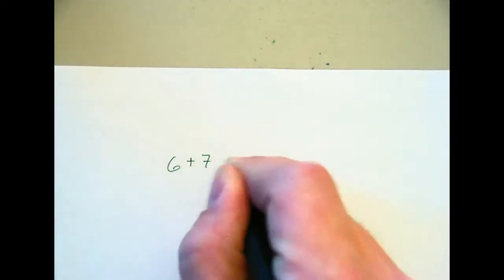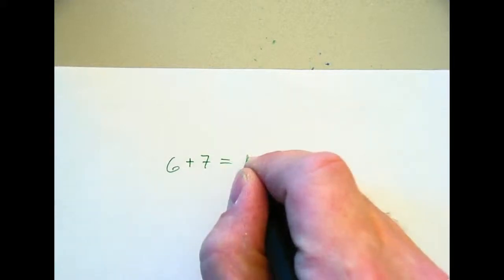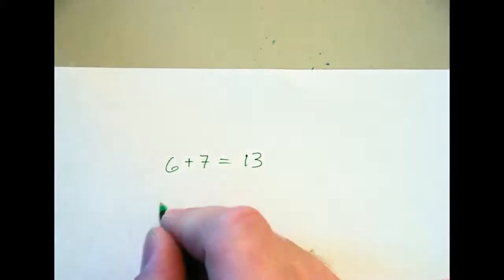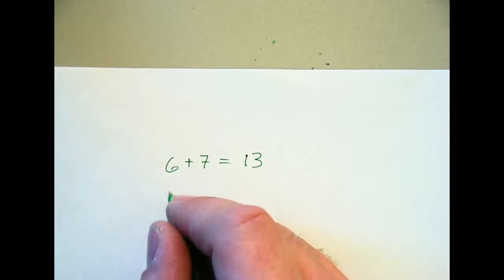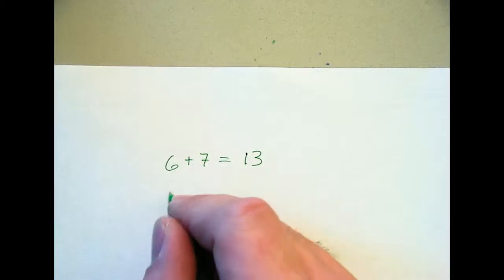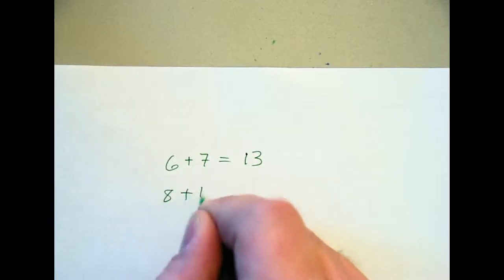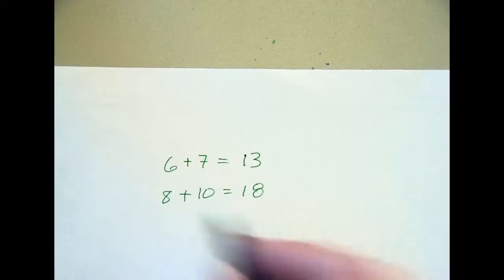give me 2 numbers. 6 and 7 is 13. Thank you. Okay. Give me 2 more. 8 and 10. You guys are going with big numbers. 8 and 10 is 18. So I'm going to need some help with these here. Okay. 6 and 8 is?